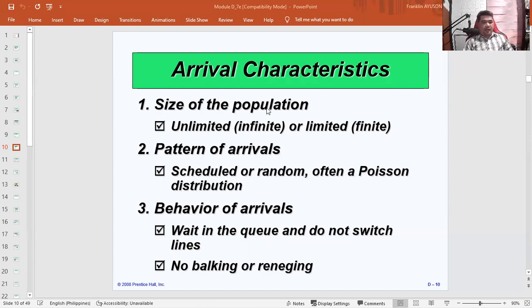Another characteristic of arrival is the pattern of arrival. When you say a pattern, that would be schedule or randomness. So meaning to say, are they going to arrive at a certain time? What would be the probability of number of arrivals per time period? Often, we call it the Poisson distribution. And so later on, we'll talk more about that.